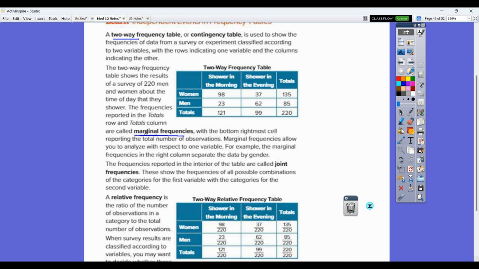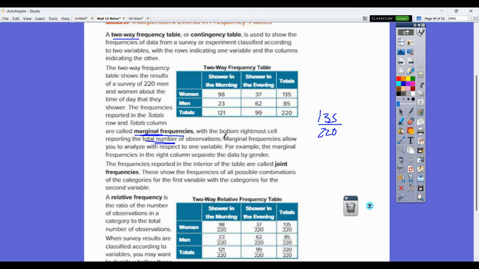So out in the margins, you have how frequent those answers are, with the bottom rightmost cell reporting the total number of observations. Marginal frequencies allow you to analyze with respect to one variable. For example, the marginal frequency in the right column separates the data by gender. So if we wanted to say how many women were surveyed, you could just do 135 out of 220 there. That would be a marginal frequency.